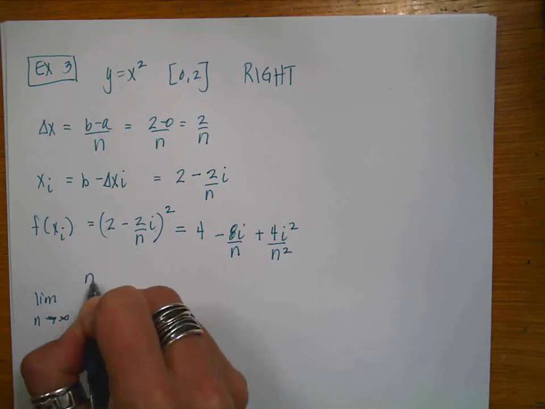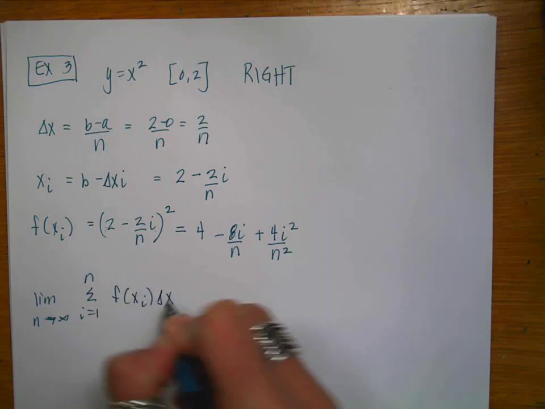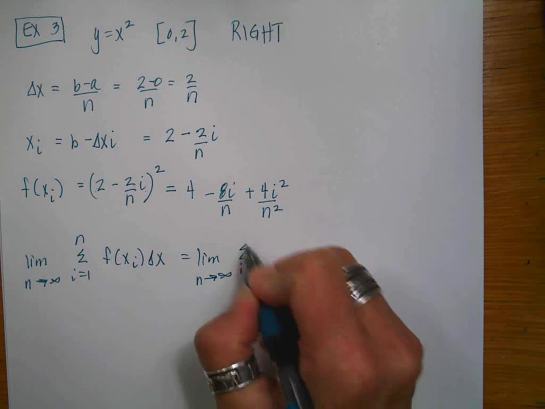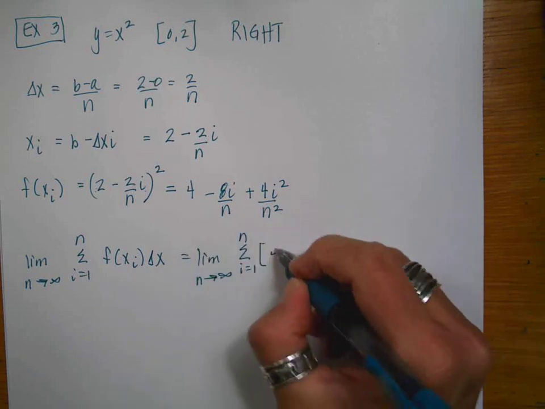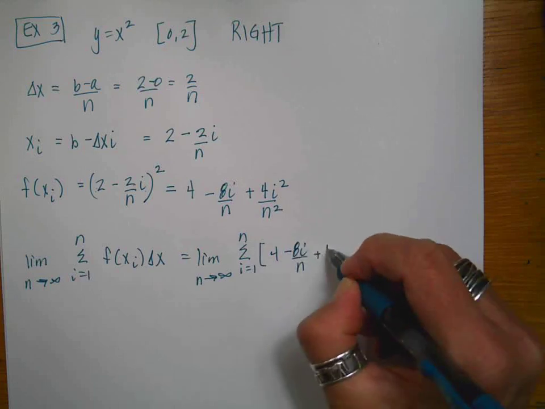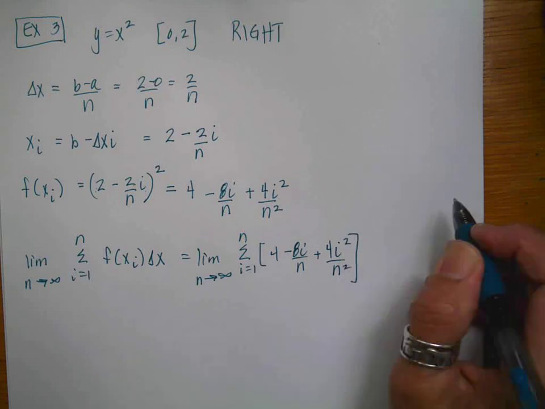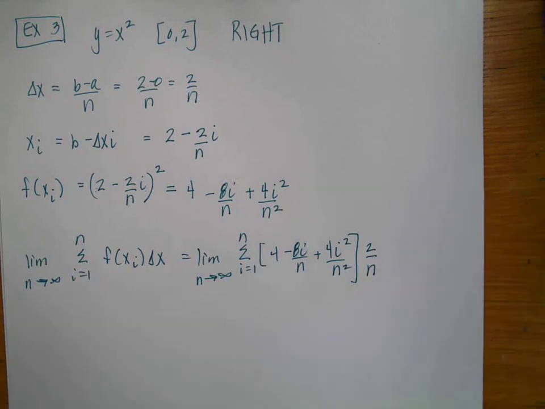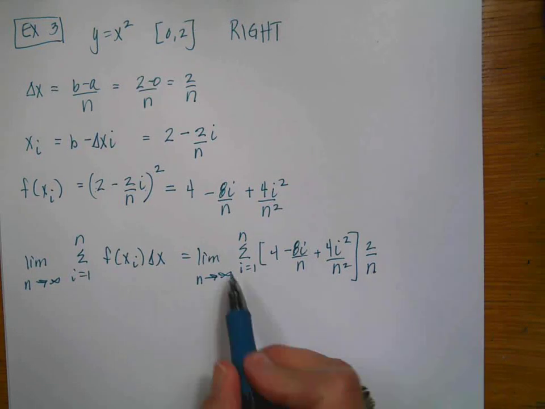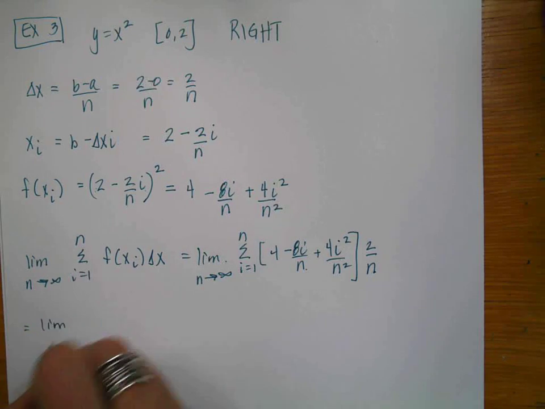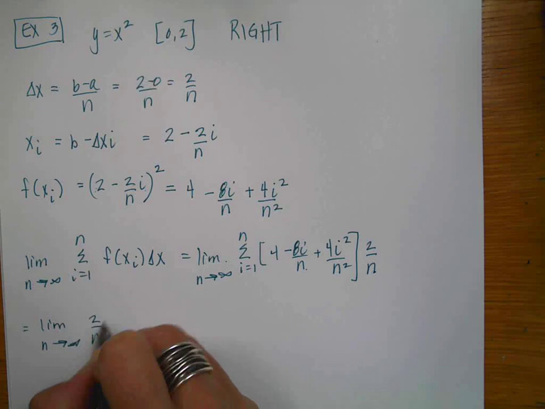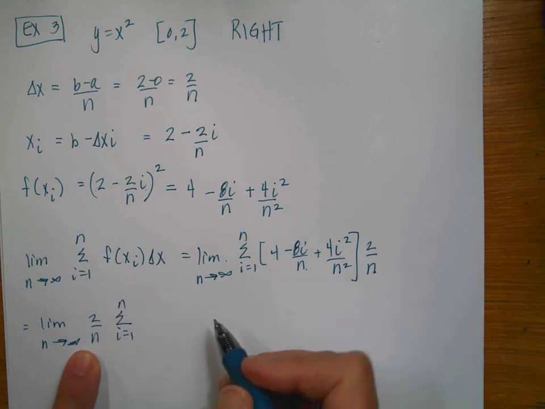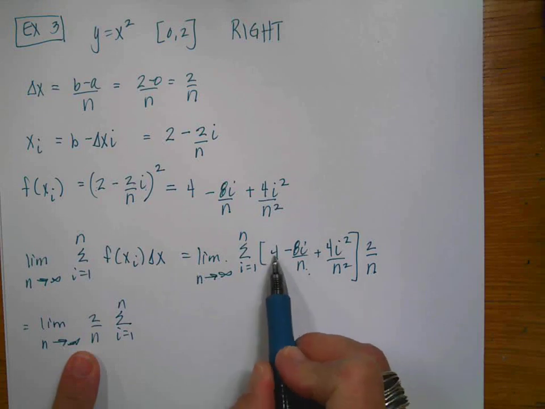And now I'm going to write my limit as n goes to infinity of the sum from i equals 1 to n of f of x sub i times delta x. So this is the limit as n goes to infinity, my sum i equals 1 to n. Here's my f of x sub i, so I'm going to write 4 minus 8i over n plus 4i squared over n squared, times my delta x, which was 2 over n. Okay? So in this particular problem, all I'm going to move is the 2 over n, and then I'm going to continue to work. So then this is the limit as n goes to infinity, and I have 2 over n, and then I have the sum from i equals 1 to n. I'll bring it back in later, but for right now it's just easier.